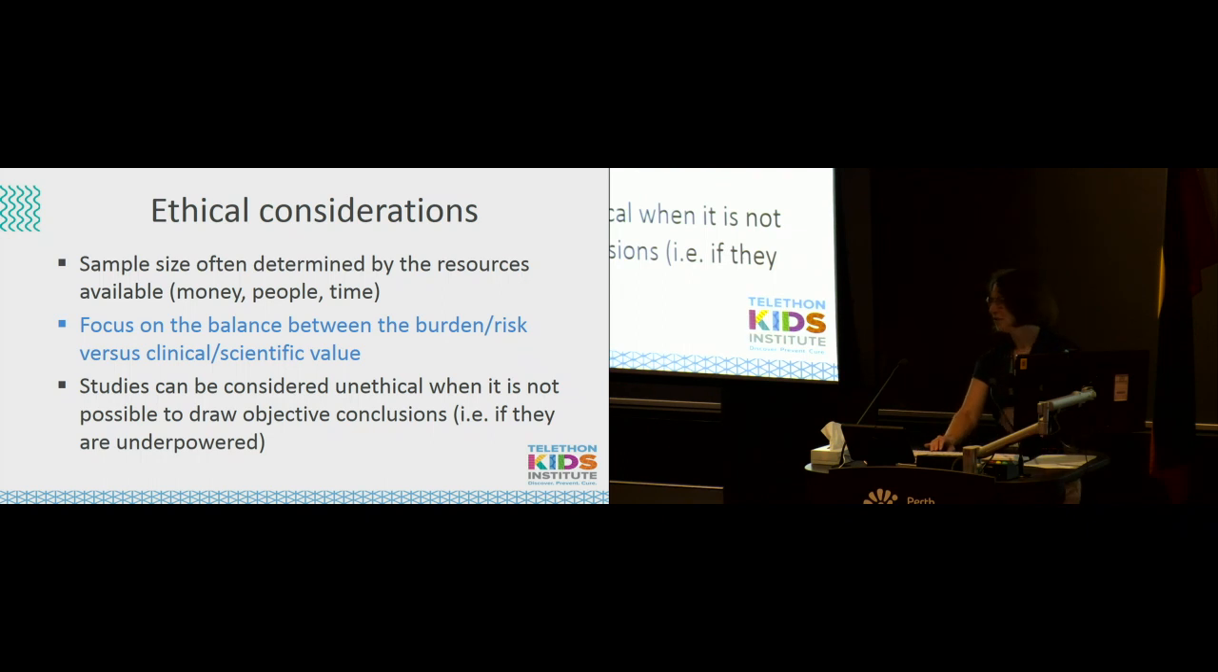I hear a lot of backwards and forwards discussions around, is it ethical to do small studies? I mean, particularly relevant nowadays with the COVID-19 studies, everyone's rushing to design and complete, especially when the numbers drop off and you're unable to collect all of them. So studies can be considered unethical when it's not possible to draw objective conclusions. However, I'd put a caveat on that.